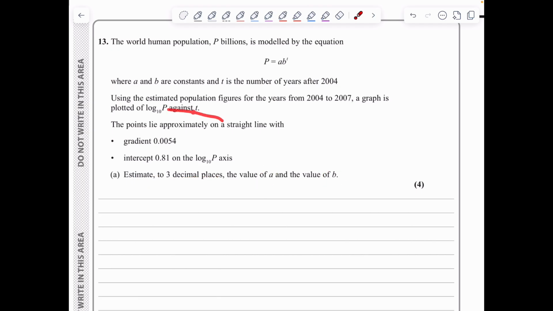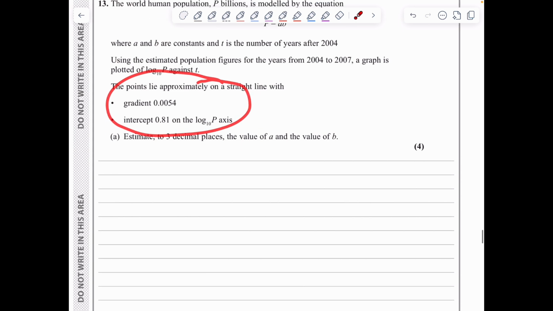So based on the information here, the gradient and the intercept, we can start by saying that log of P base 10 is equal to 0.0054t plus the intercept of 0.81. This is the equation of the straight line of log P against T.